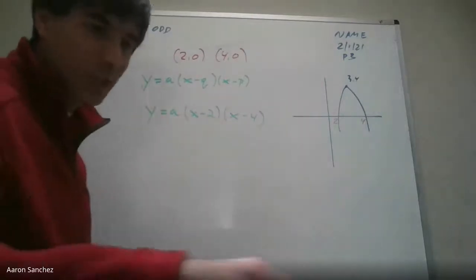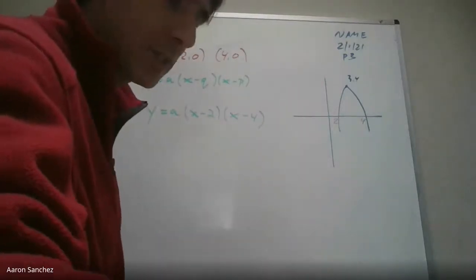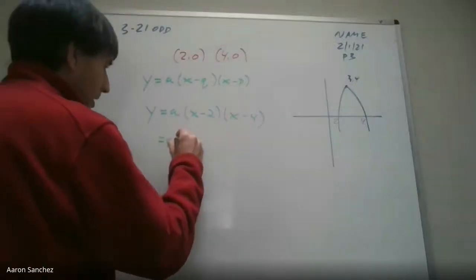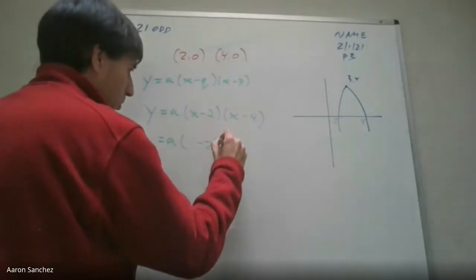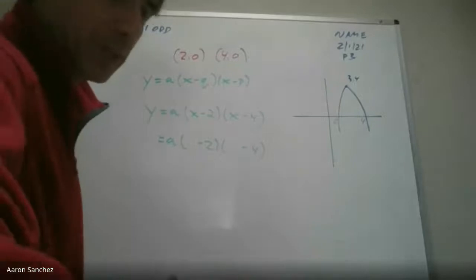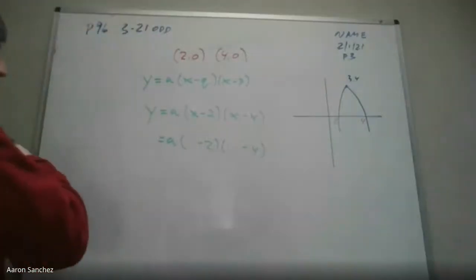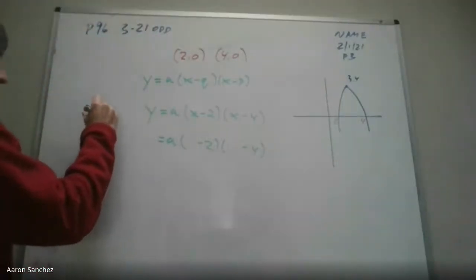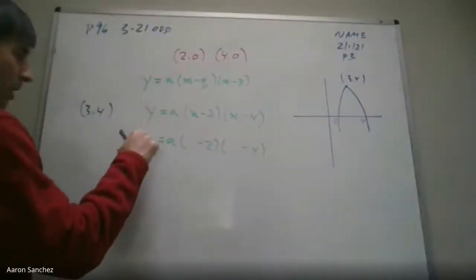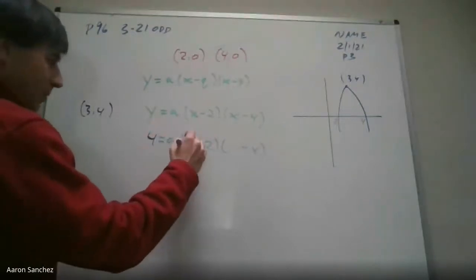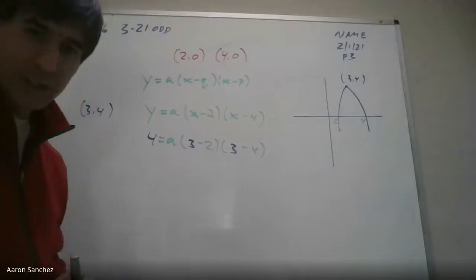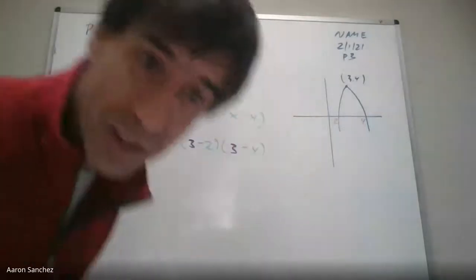Wait, Sensei, there's two x's. It doesn't matter if there's two x's. Watch this. y equals a times x minus 2 times x minus 4. My x, y that I'm going to plug in is going to be (3, 4), the vertex. Let's plug that in. Instead of y, I'm going to put in 4. Instead of x, I'll put in a 3 here, and I'll put in a 3 there. Wherever there's an x, you plug in a 3. And then you just solve for a. That's all you got to do.